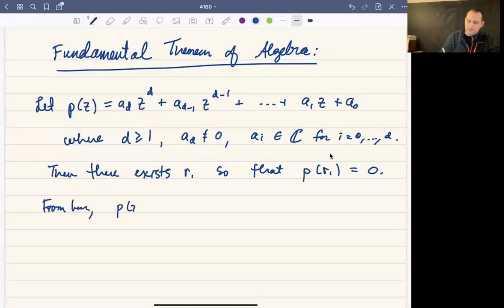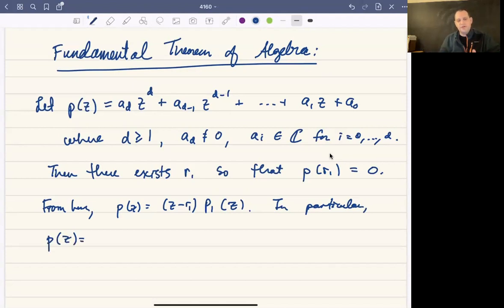you know that P of z is going to be equal to z minus r1 times some other polynomial, P1 of z. Okay, and then what you could do is you could apply the theorem again to P1. So this is a polynomial P1 of degree d minus 1. And so that tells you that there's got to be at least one root to this polynomial, and then you can factor that out.